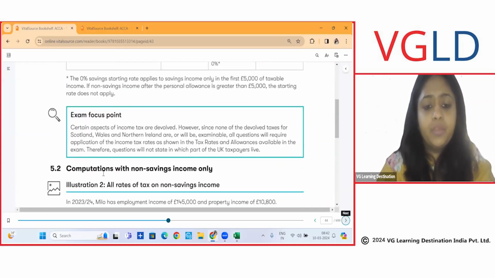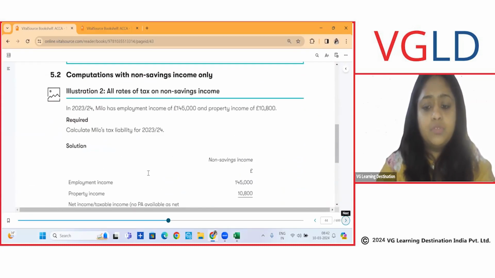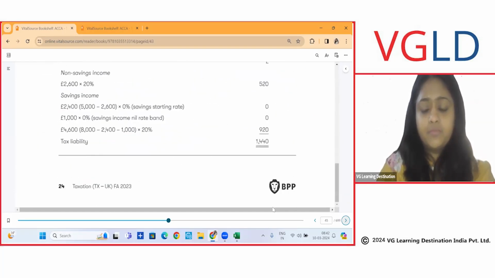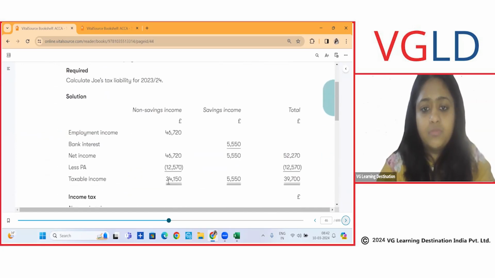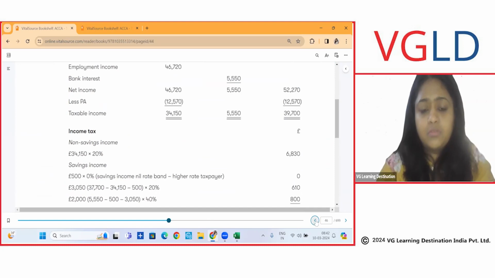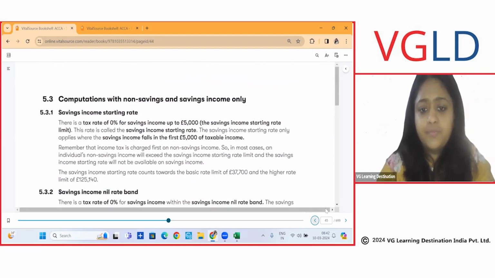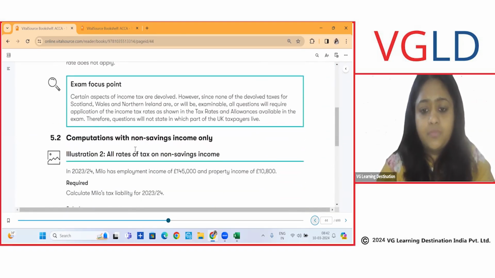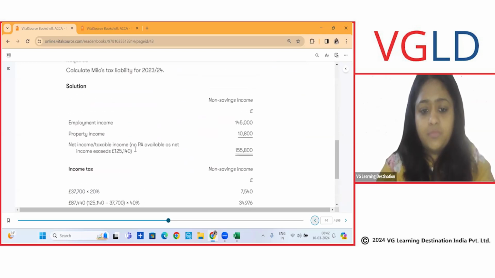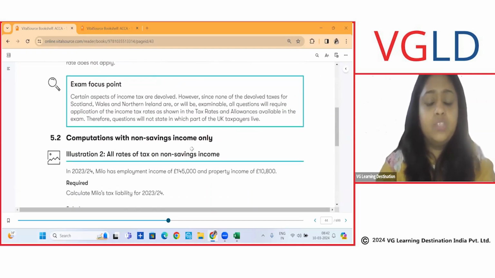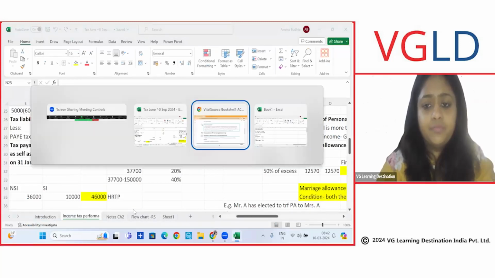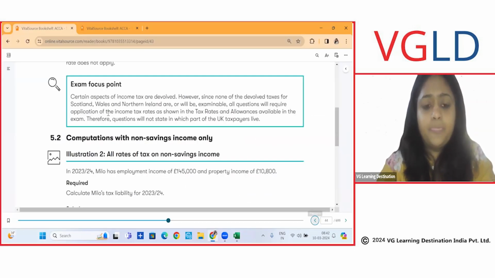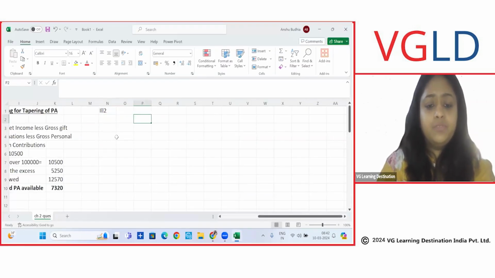Let's take up this question again. What's the question? Give it this question only, no? Yeah. Okay, so let's do illustration 2 here. Illustration 2. Okay, now please look here. So we have NSI.